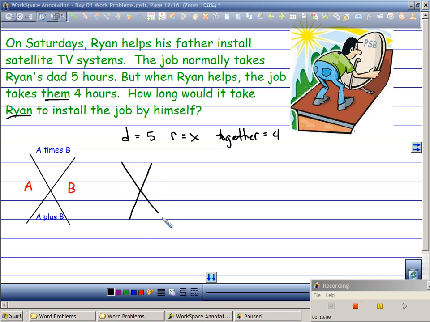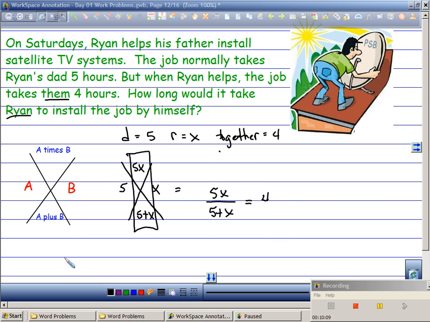So let's do our X. What goes here? 5 plus X equals what? What's my ratio? Remember how we had the ratio before? This is our ratio: 5x over 5 plus x equals their time together. How long does it take them together? 4. We've been doing this for weeks.